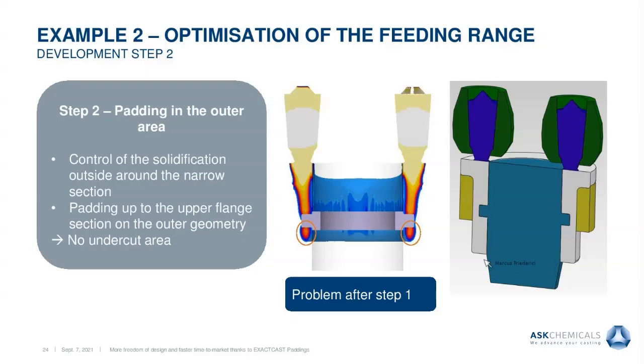What we have to do now is get solidification on the outside around this narrowing section. That means we need to place the padding not inside but outside. And so that we also get good behavior in the molding line, we need to fill this area until the flange, because otherwise we will get an undercut. So we have to fill it completely up to where the flange starts. So this will be our next approach with a padding.